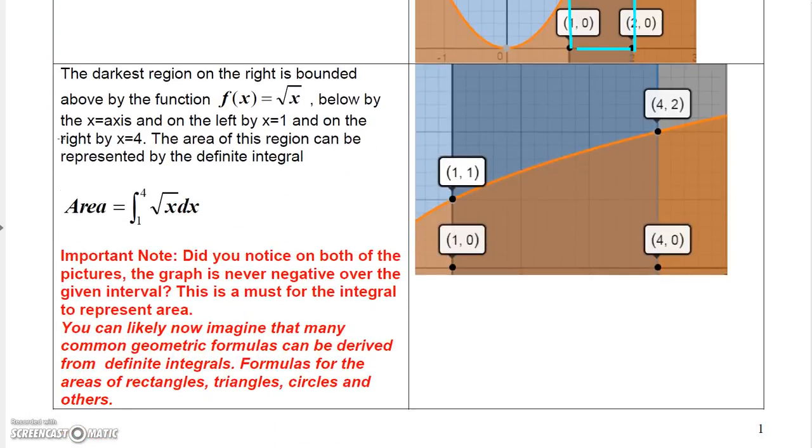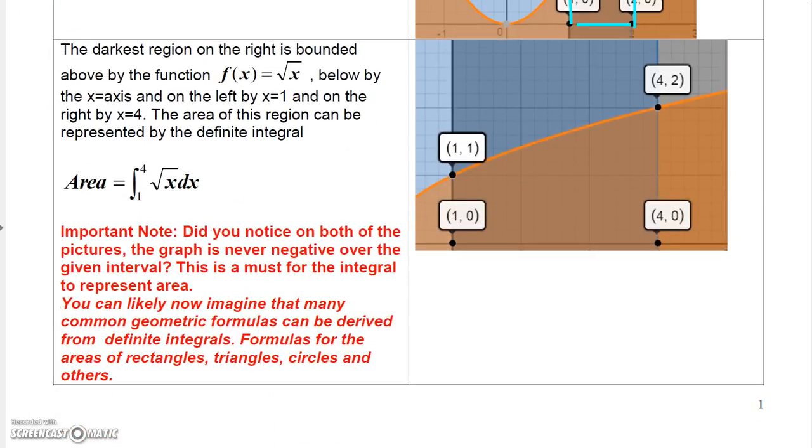Now, here's another example. Here I have the function square root of x. That's what this graph right here is. And I want to find the area below this function and above the x-axis from x equals 1 to x equals 4. It turns out that all I have to do is evaluate the definite integral from x equals 1 to x equals 4 of square root of x, and it will give me the area between this function and the x-axis.